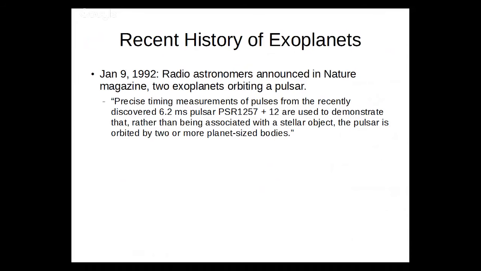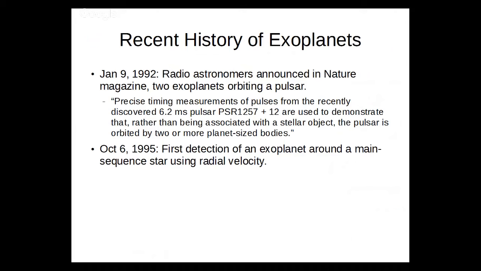And they say in their abstract that the precise timing measurements of pulses from the recently discovered pulsar, here's all the designations of that pulsar, are used to demonstrate that rather than being associated with a stellar object, the pulsar is orbited by 2 or more planet-sized bodies. So they found, using that radio spectroscopy, that the radio waves emitted by this pulsar were diminishing. These 6.2 millisecond pulses weren't happening on schedule. And they determined that it happened more than once. So they were able to verify that there were 2 or more planet-sized bodies.